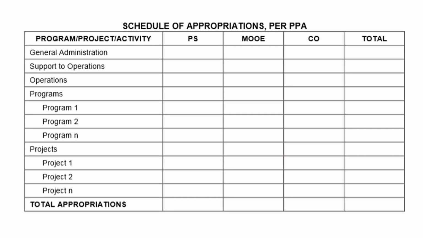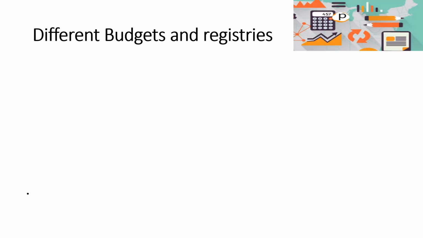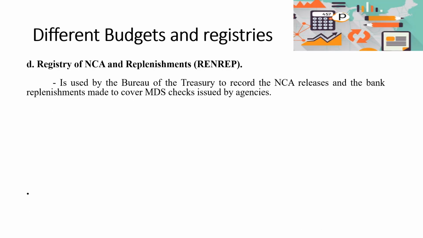In some cases, ganito yung itsura niya. Para makita kung ano yung mga activities. These are naman for the agency. So, they have the general, the support services, and yung mga programs na activity nila. Tsaka kung magkano yung allotted for that. For the PS, for the MOOE, and then the capital outlay, and then the total. Okay?